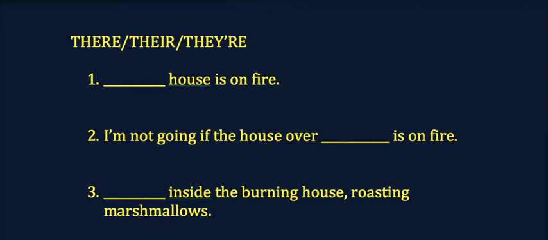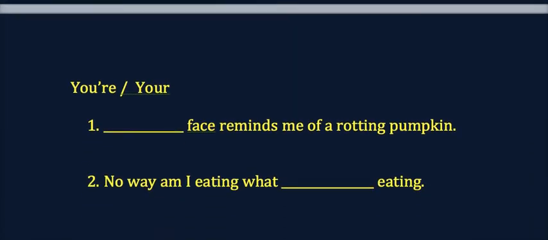Let's move on down to the next group here with your. Your face reminds me of a rotting pumpkin, and that's a compliment. No way am I eating what you're eating. Okay, so you've written down your answers, and here they are. First one is the possession. Your face. You own that face, even though it resembles a rotting pumpkin. No way am I eating what you are eating. Getting rid of that a there, contracting it, and you have you're eating.